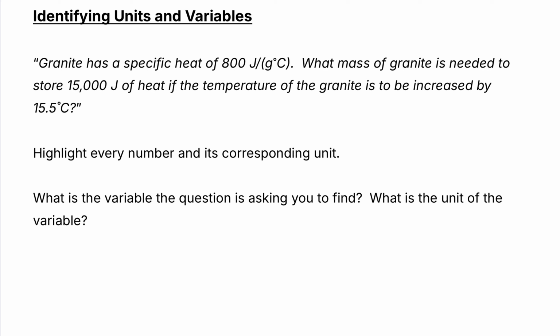We're going to highlight every number and its corresponding unit. So the first one is 800 joules per gram degree centigrade. The next one is 15,000 joules. And then the last one is 15.5 degrees centigrade. And then the next question is, what is the variable the question is asking you to find? And then what is that unit measure?